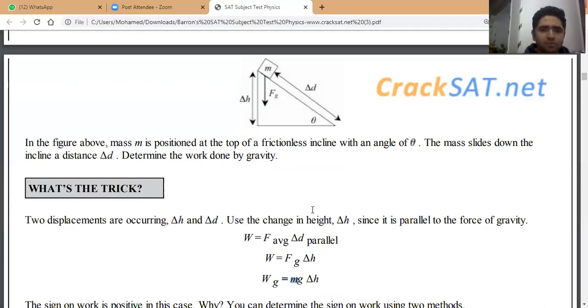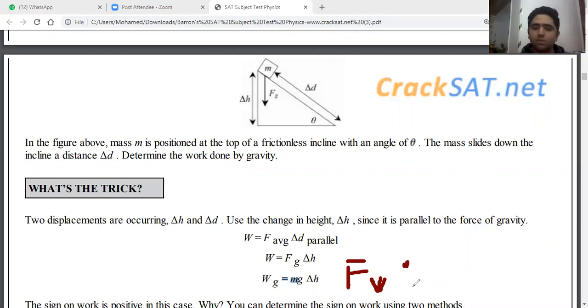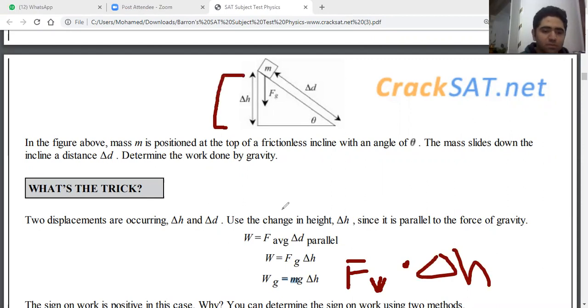So it's going to be mg, force due to gravity, multiplied by the height or the parallel displacement. What's the parallel displacement? That is delta h. That is this place right over here. So the force, Fg, times the height. We know the force due to gravity is mass times acceleration, so it's mg multiplied by h. Hopefully that makes sense.